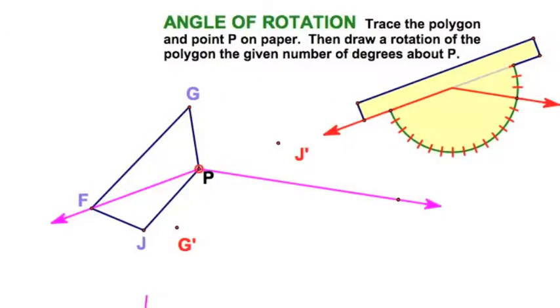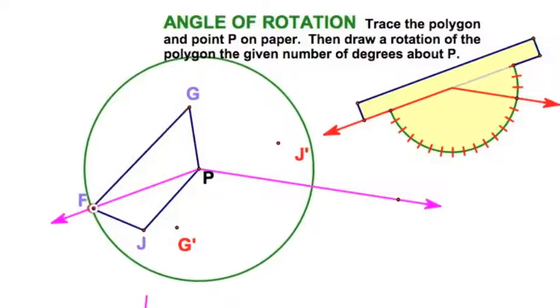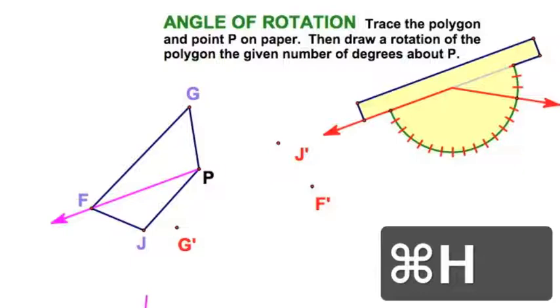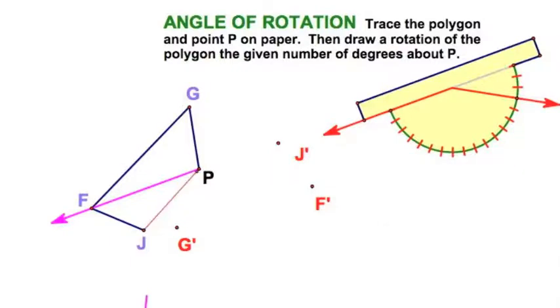With my compass, I'm transferring the distance P to F. And that would be right here. I'll call it F prime. Hide all the construction marks. And we're done. All we have to do is draw the figure. 1, 2, 3, 4, and we're finished.